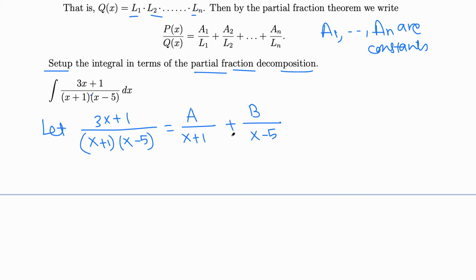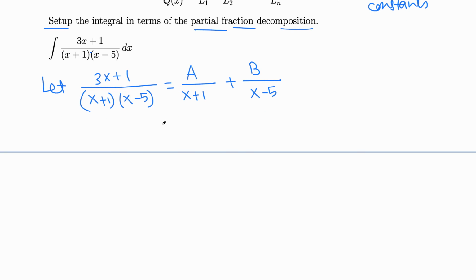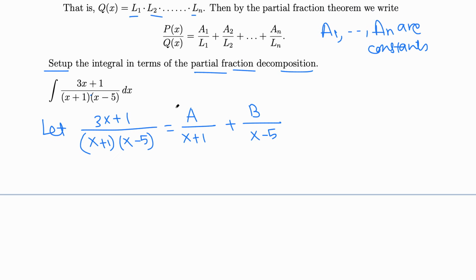Then we can easily integrate these two fractions because these are just numbers. So we can integrate first, then go back and plug in the values. Anyways, let me solve this completely. So we let this. Now we want to determine the values of A and B. To determine the values, we always multiply throughout by the common denominator, which is x plus 1, x minus 5.